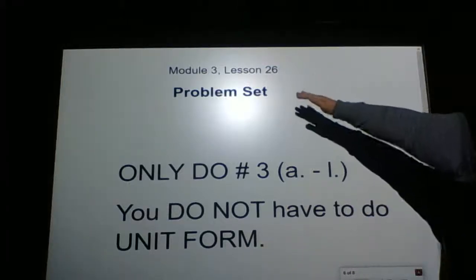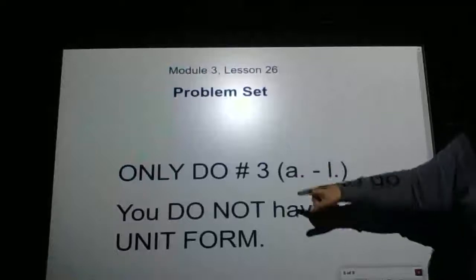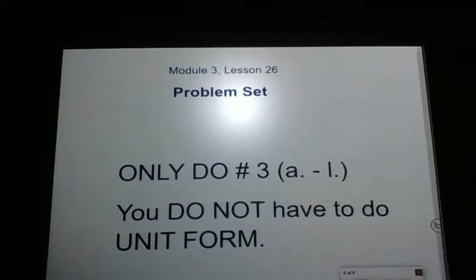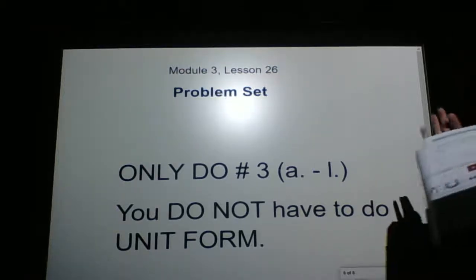I want you to pay close attention. On the problem set today, only do number 3. It's a set of boxes. You only want to do number 3. I'm not having you do 1 and 2 because that's not what I want for you today. I want you to be able to do number 3. Number 3 looks like this. Ready? See those boxes? That's what you're responsible for.